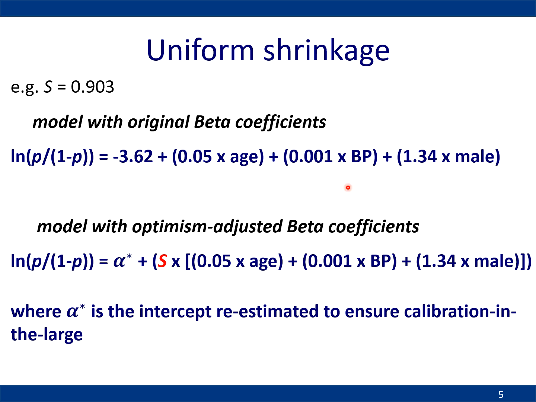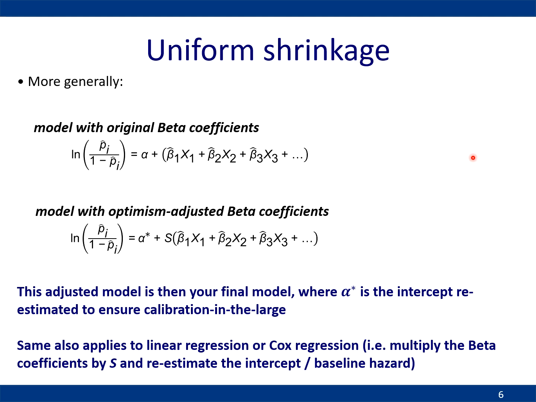So for example, we have this logistic regression equation with our predictor coefficients, predictor effects, and these beta terms post estimation were multiplied by S, our shrinkage factor, which was obtained by bootstrapping or by a closed form approach such as a heuristic shrinkage. And we emphasize that this is a general thing that we can do with any regression model, with a linear, logistic or Cox regression, where given our linear predictor, the betas in there, we can multiply them by S and re-estimate the intercept to ensure calibration in the large.